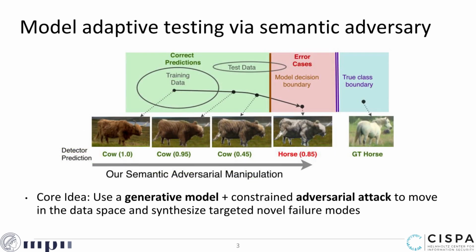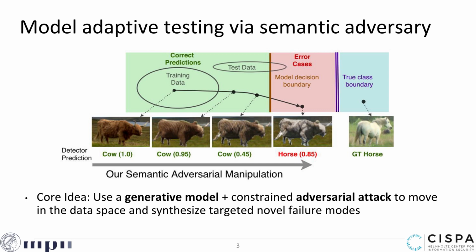In our work, we propose an adaptive testing approach. We develop a system to generate hard test samples targeted to a specific model through semantic adversarial attacks. Unlike a standard LP-norm attack which makes small imperceptible changes to an image, our semantic adversary makes large visible changes to an object's appearance to fool the target detector, while still looking plausible to a human eye.